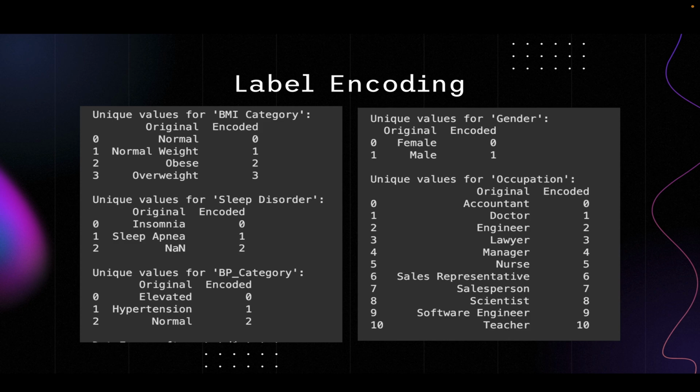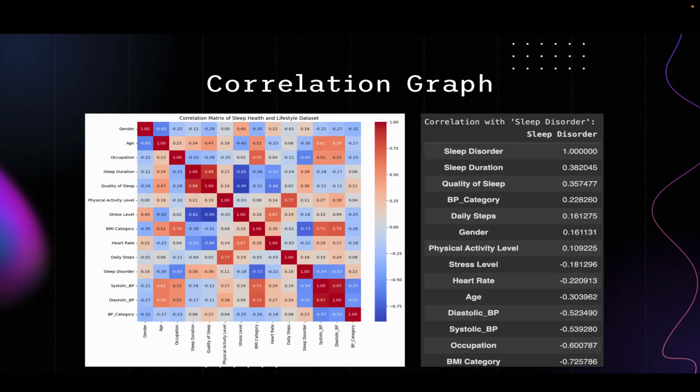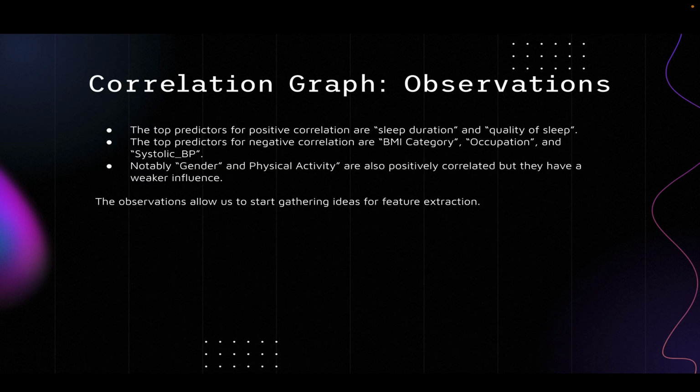Here are results for label encoding, where we turned these variables from categorical to numerical. Next, we fed them into our correlation graph, and we got to see the positive and negative correlations. Some observations from this were that the positively correlated top predictors were sleep duration and quality of sleep. However, negatively correlated variables included BMI category, occupation, and blood pressure. Also, we took a look at other variables that were of significance but weaker influence. This helped us for feature extraction.